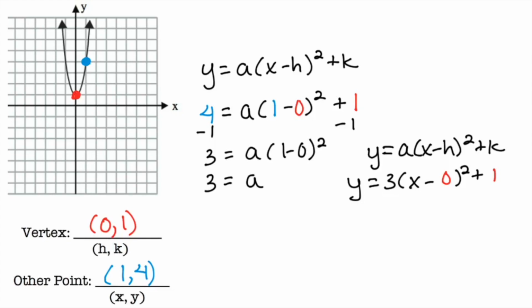So in this problem, we're actually going to go a step further and distribute like it said in the directions. Because x minus 0 is nothing, that would just mean x squared, and 3 times x squared is just 3x squared. So your final answer would be y equals 3x squared plus 1.